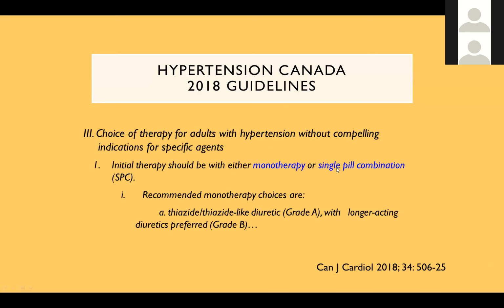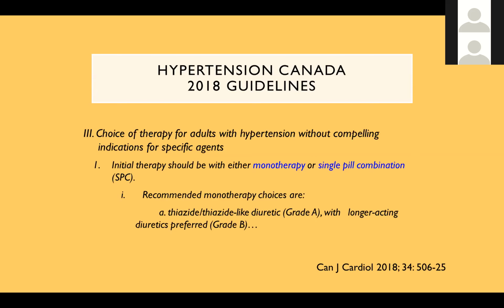So again, fortunately, Hypertension Canada has guidelines on this. And so there are, again, depending on the indication, so if they have concurrent chronic kidney disease or concurrent diabetes, the indications or the first-line choices differ. But again, specifically for adults with hypertension without other compelling indications for specific agents, the recommendation is that initial therapy should be with either monotherapy or single pill combination is now first line. And then they go on to explain the various different monotherapy choices that are permitted.